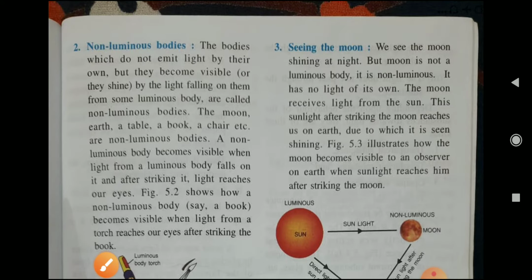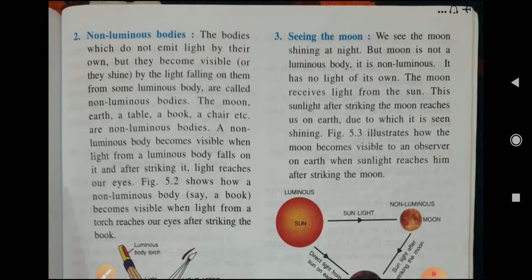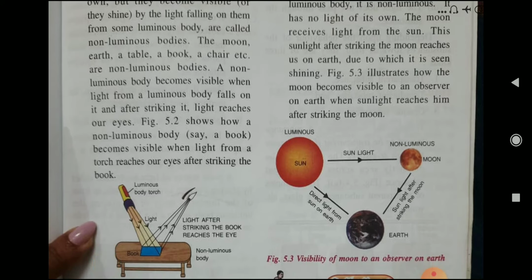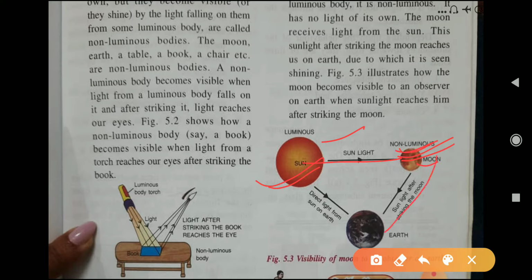Now, seeing the moon. Moon is also a non-luminous body. We see moon shining at night, but moon is not a luminous body. It is a non-luminous body. It has no light of its own. The moon receives light from the sun. Moon receives light from the luminous source, that is sun, and this sunlight after striking the moon reaches us on earth, and due to which it is seen shining. Okay, so moon is also a non-luminous body because it does not have light of its own.